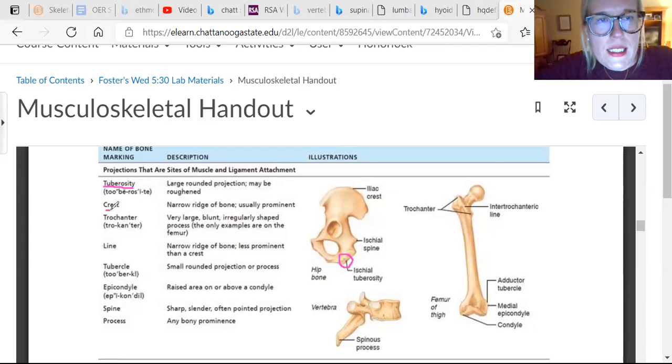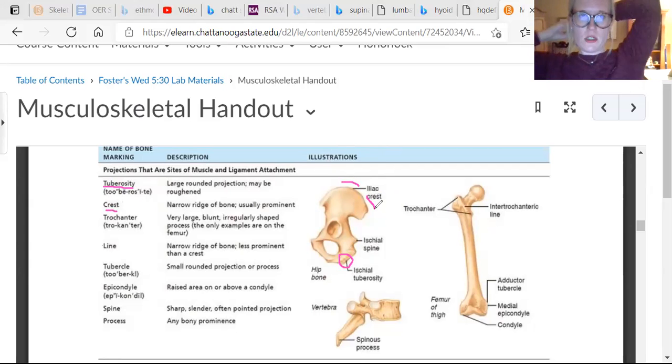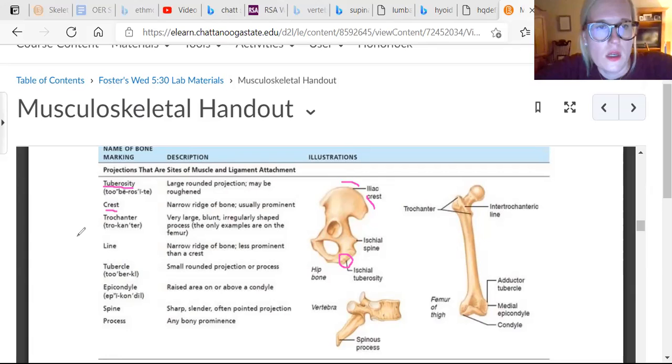A crest is going to be a narrow ridge of a bone, like a prominent area. So here's the iliac crest found here. That's your hip bone that you can feel if you press your hand on your hip. That's a crest. A trochanter is a very large, blunt, irregular shaped process. So we'll look at those.